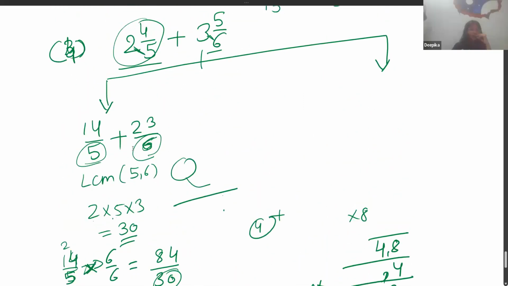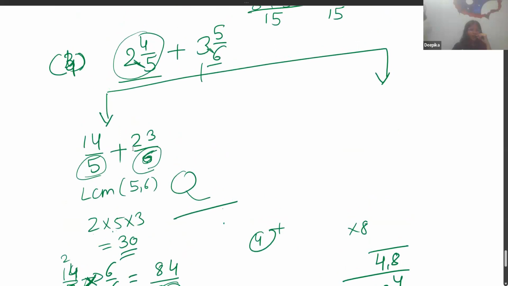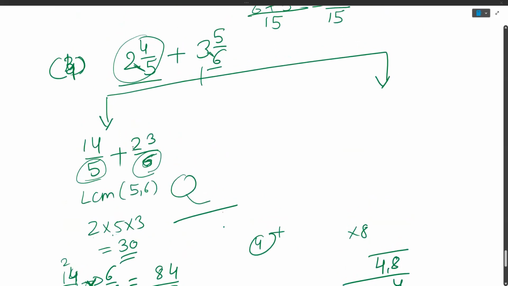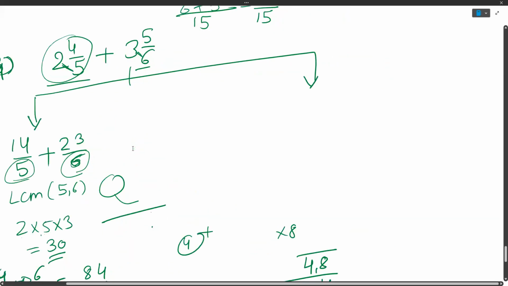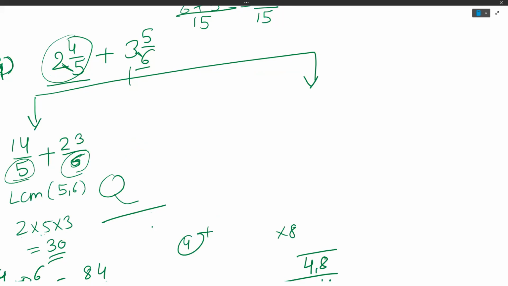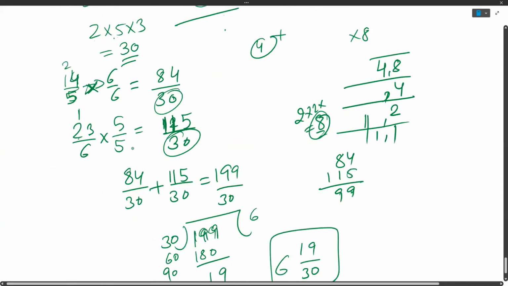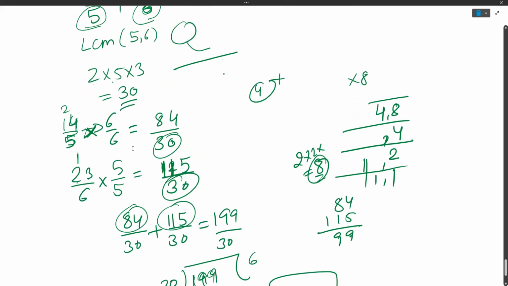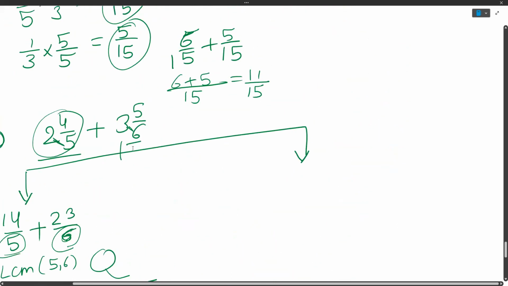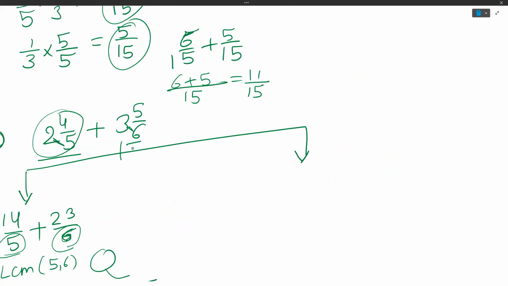Yes. Now we had two numbers: 2 and 4 by 5, 3 and 5 by 6, right? So if we add the whole numbers, which are 2 and 3, that is the second method. What did I tell? There are two ways to solve this question. And see here, it is becoming lengthy. Numbers are becoming large.